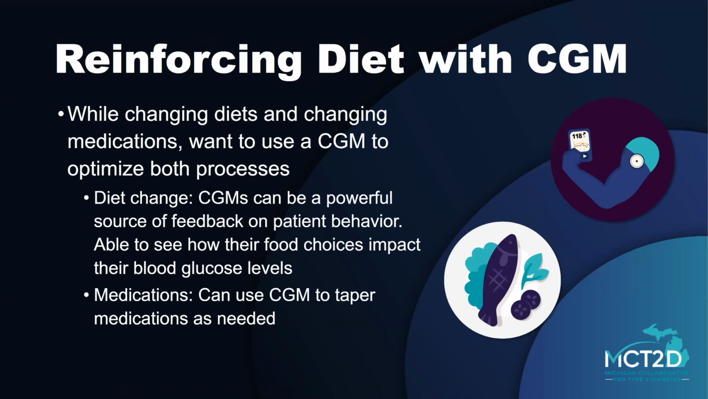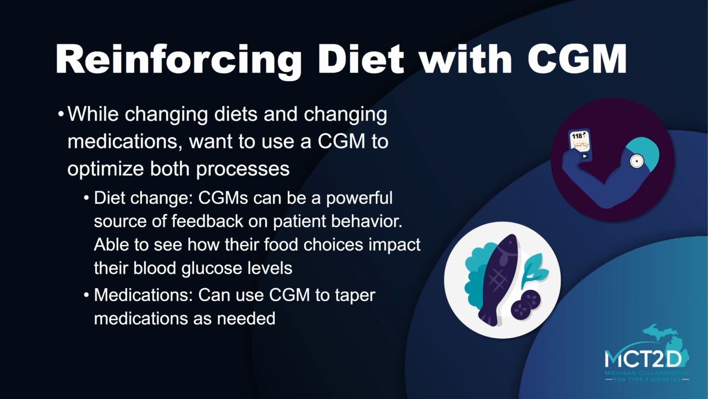So we often use CGM to reinforce dietary changes. When you're adding an SGLT2 inhibitor or a GLP-1 receptor agonist to a patient's program, having a CGM on board really helps with making sure that any other medications such as insulin that are on board can be rolled back as needed as their glycemia drops. Whether that's because of diet or whether that's because of medication, it doesn't matter.